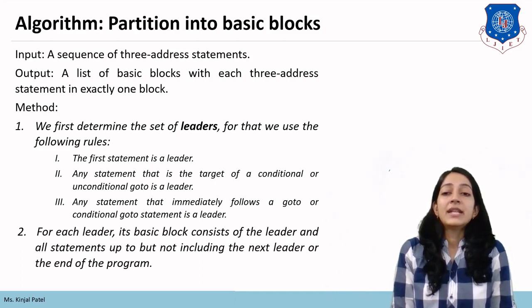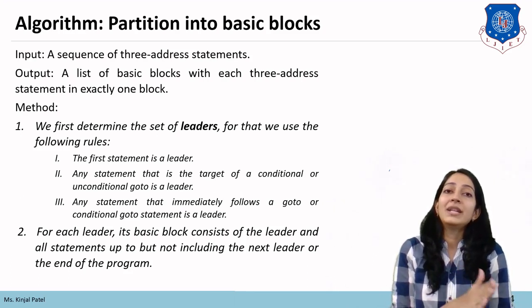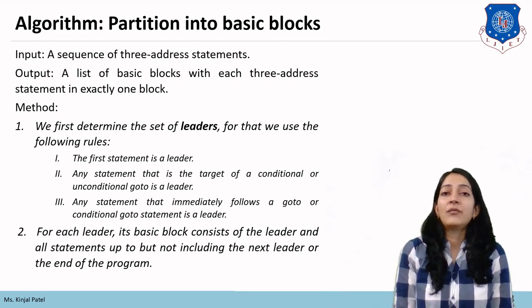Now we have determined the leaders. Step 2 is that for each leader, its basic block consists of the leader and all statements up to but not including the next leader or the end of the program. Okay, so for each leader, its basic block consists of the leader and all statements up to but not including the next leader or the end of the program, and that will become one basic block.